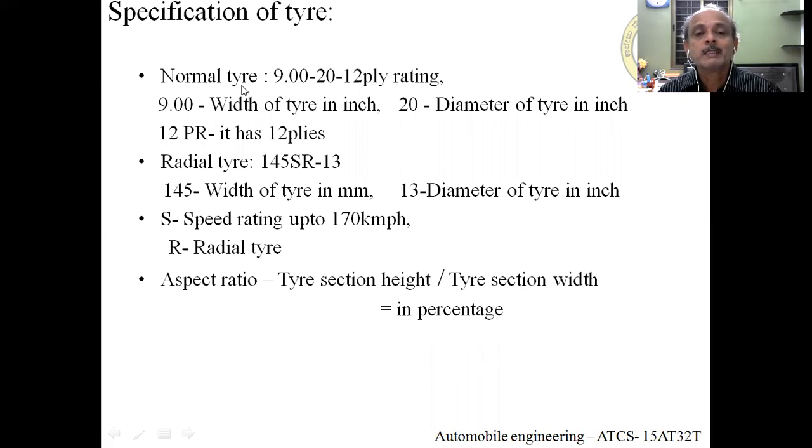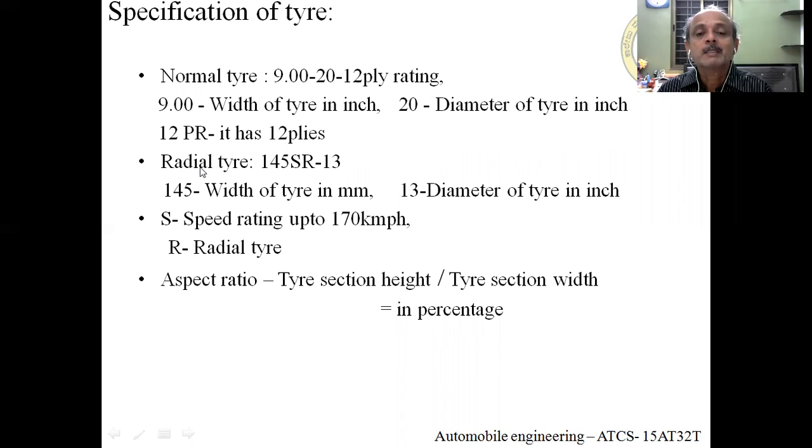We'll see the tire specification quickly again. All the tires, everybody can see the specification written on the tire. The normal, regular tire is 9-00-20-12 ply rating. So what does 9 mean? 9.00 means the width of the tire in inches. 20 means the diameter of the tire in inches. 12 PR means it has 12 plies. That is the first part.